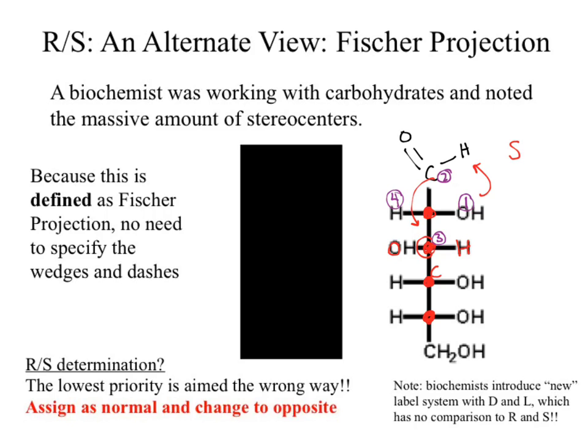lowest priority must be away from you. In a Fischer projection, the groups on the side are defined as towards you. You are looking at the molecule from the wrong direction. Okay? So we could go through and spin, flip, and rotate the structure to get it in the appropriate conformation, or we have an easy answer with our hydrogen.